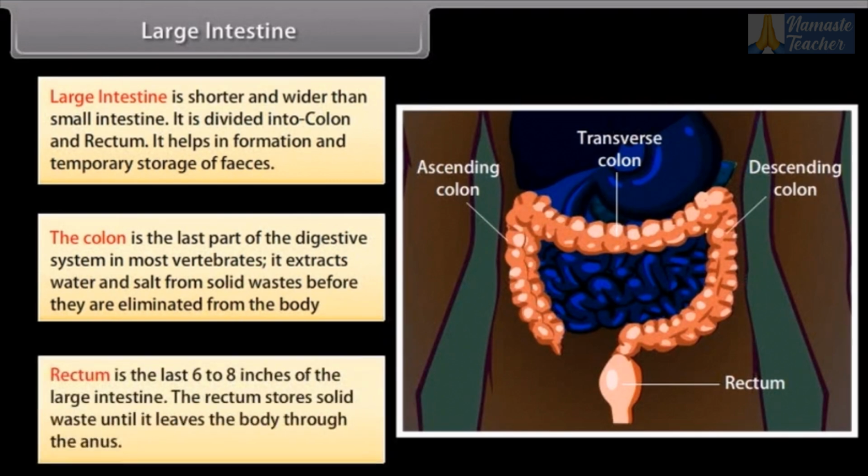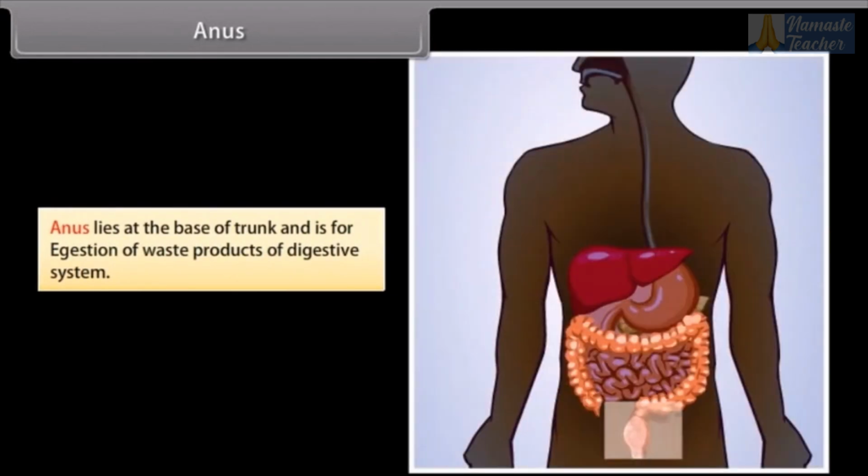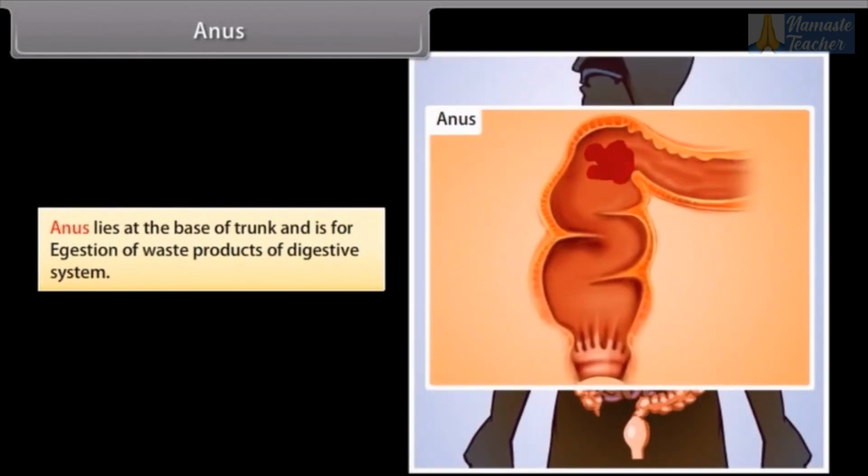Rectum is the last 6 to 8 inches of the large intestine. The rectum stores solid waste until it leaves the body through the anus. Anus. Anus lies at the base of trunk and is for egestion of waste products of digestive system.